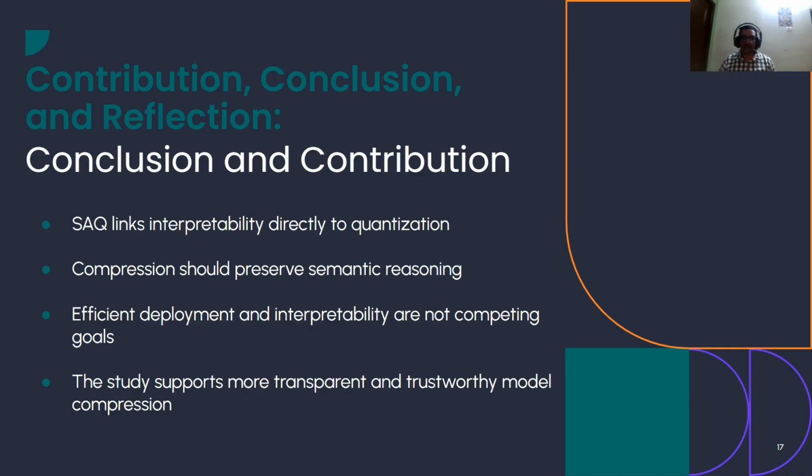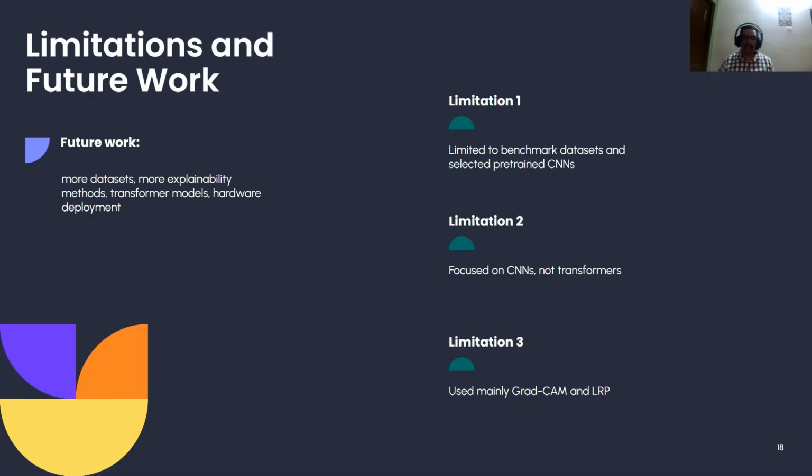Finally, I briefly discuss the limitations of this work and possible directions for future research. Like any research project, this study has a few limitations. First, the experiments were limited to selected benchmark datasets and pre-trained CNN models. While this provides a broad evaluation, it does not cover all real-world scenarios. Second, the work focuses only on CNNs and does not include transformer-based models, which are becoming increasingly important in computer vision. Third, the framework mainly uses Grad-CAM and LRP for estimating the semantic importance. Other explainability methods can provide additional or more detailed insights.